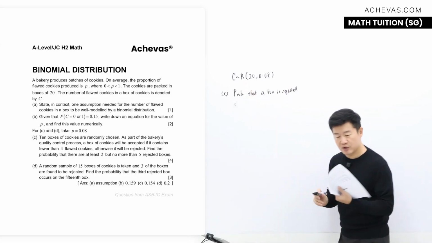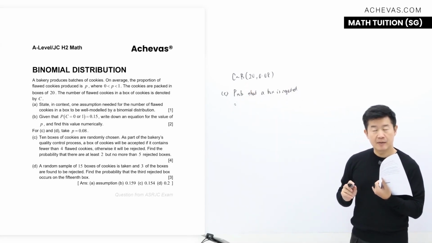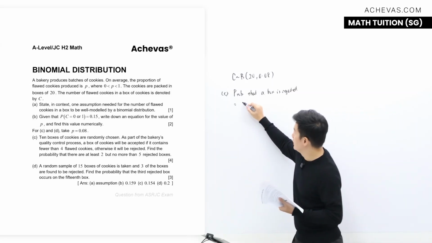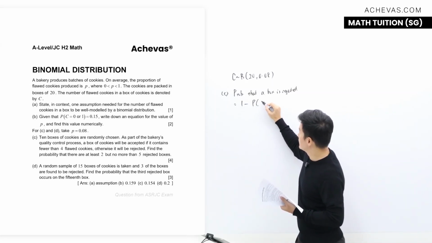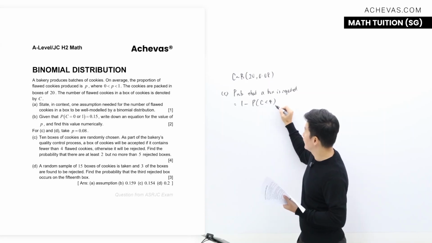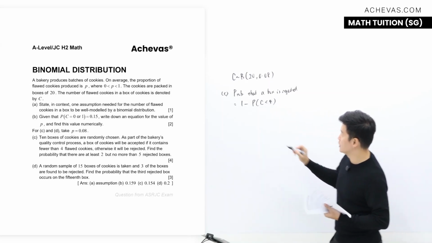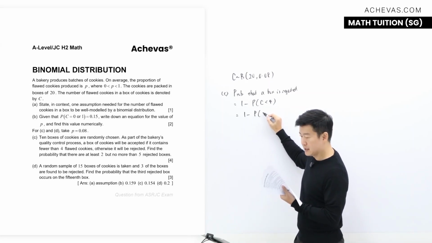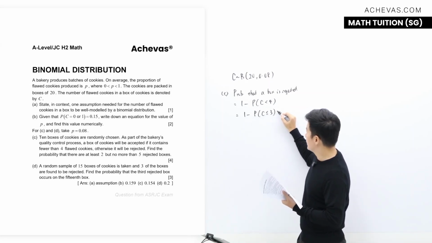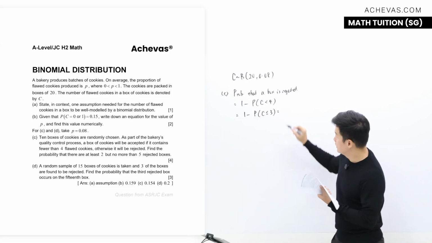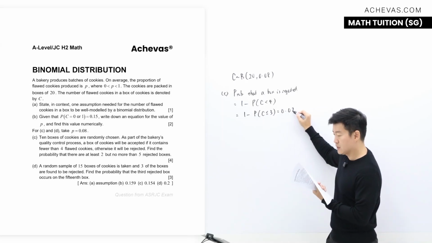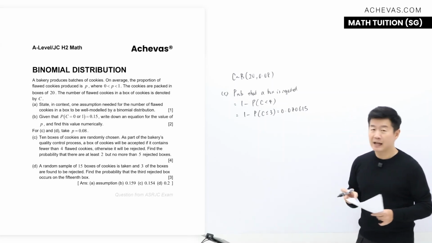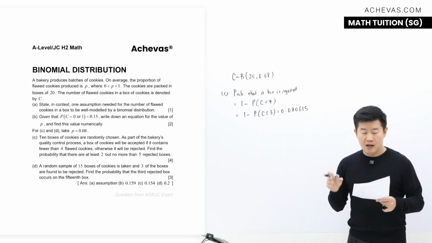Okay, for one box to be rejected, if it is less than 4 flawed cookies, it is going to be accepted. So for rejection, it will be 1 minus probability that C is less than 4. Okay, this is going to be the probability for rejection. And this will be 1 minus probability that C is less than or equal to 3. Pressing this into our calculator, this is equal to 0.070615.